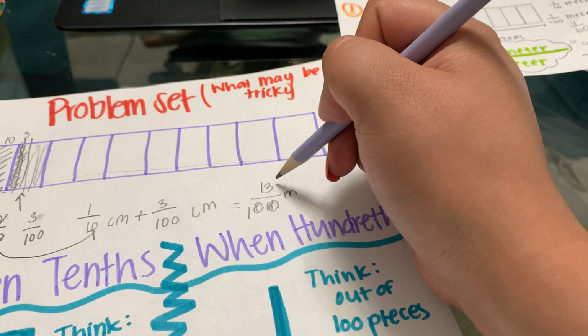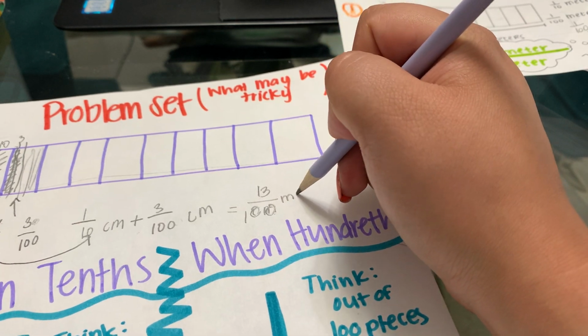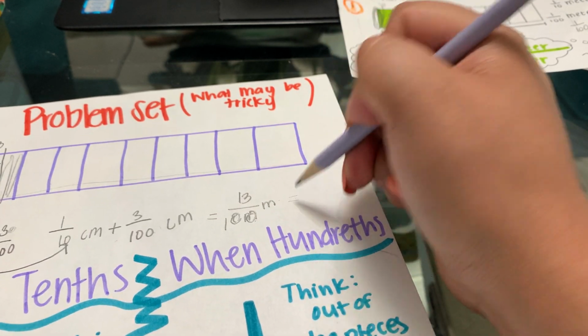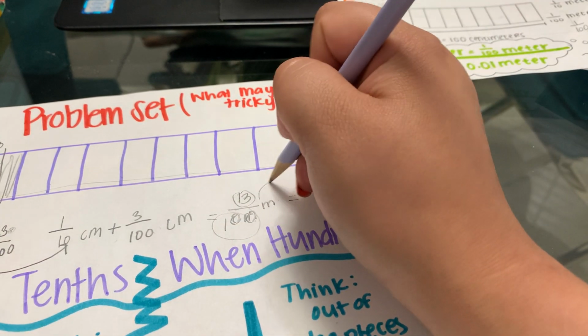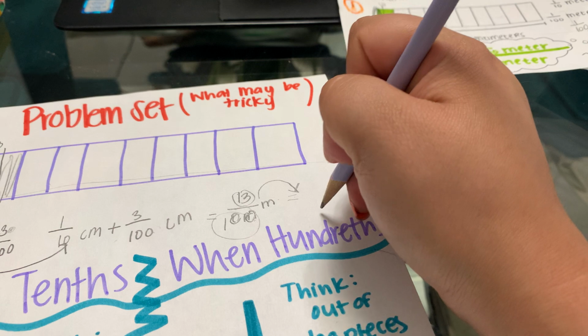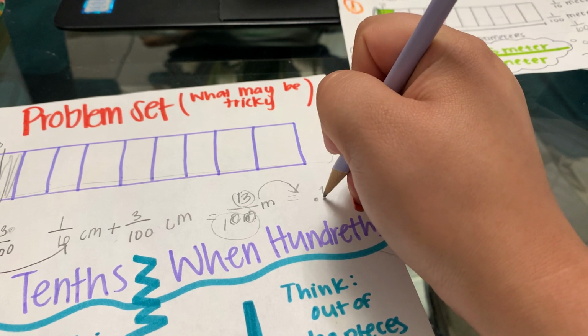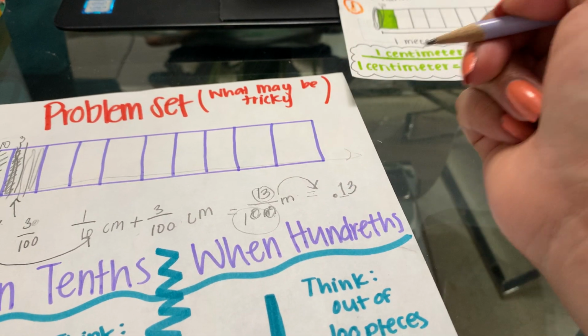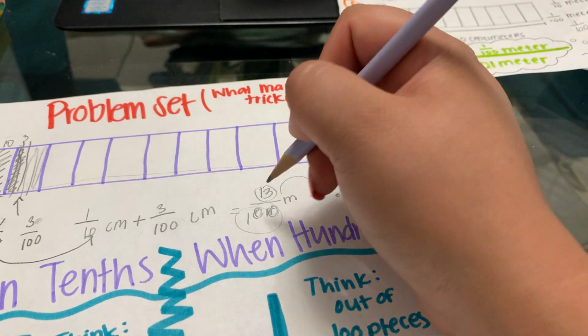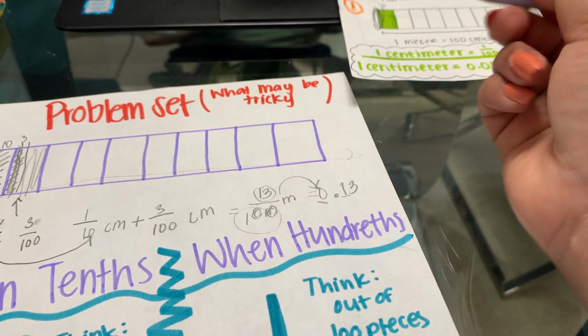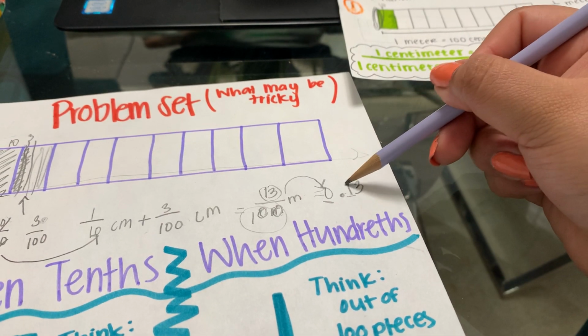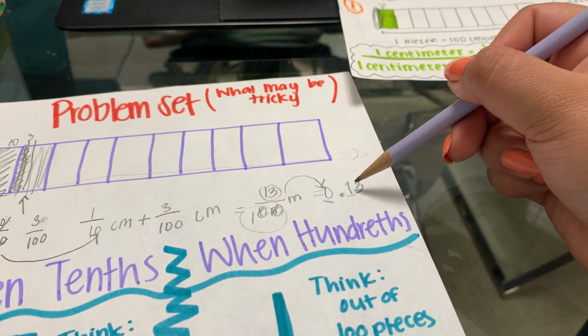13 over 100 meters, which is the same as, if you have 13 over 100, the way you would write that into a decimal would be 0.13. Now, how does that make sense? Or you can do 0.13. The 0 there does not really make a difference. How does this make sense? How did we get 0.13?